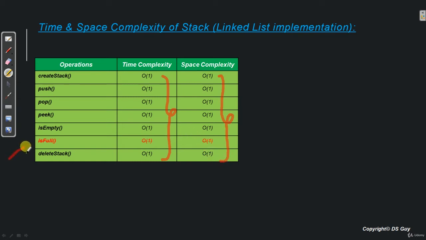Now one important thing to note here is, we did not talk about is full operation in linked list implementation. Why is that? The reason is simple, that in case of a linked list implementation, we don't require is full operation, because we can add as many nodes as we want depending on our requirement and the RAM's availability. So if our RAM is big enough, we can virtually create unlimited number of nodes in a linked list. So we never need to implement is full operation in linked list.